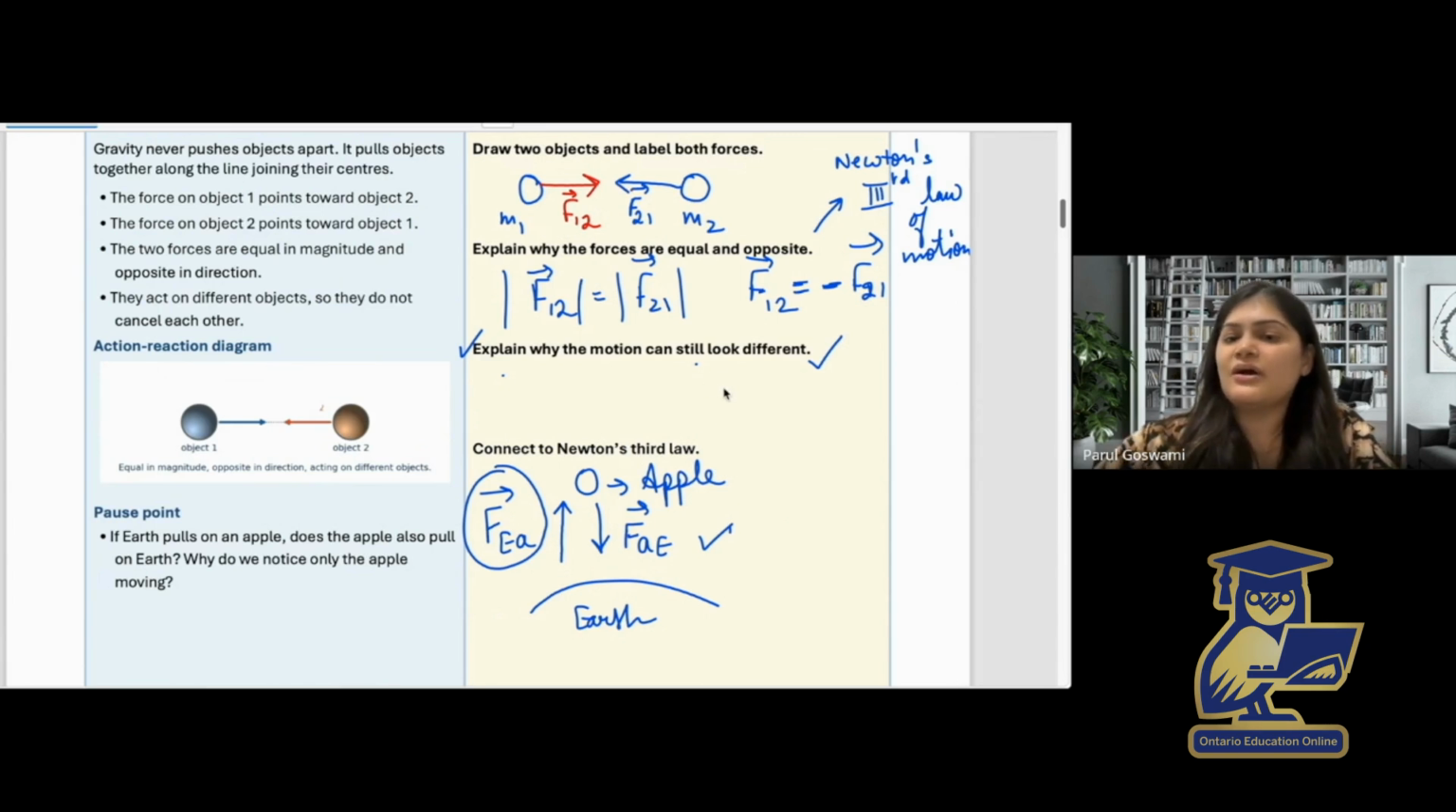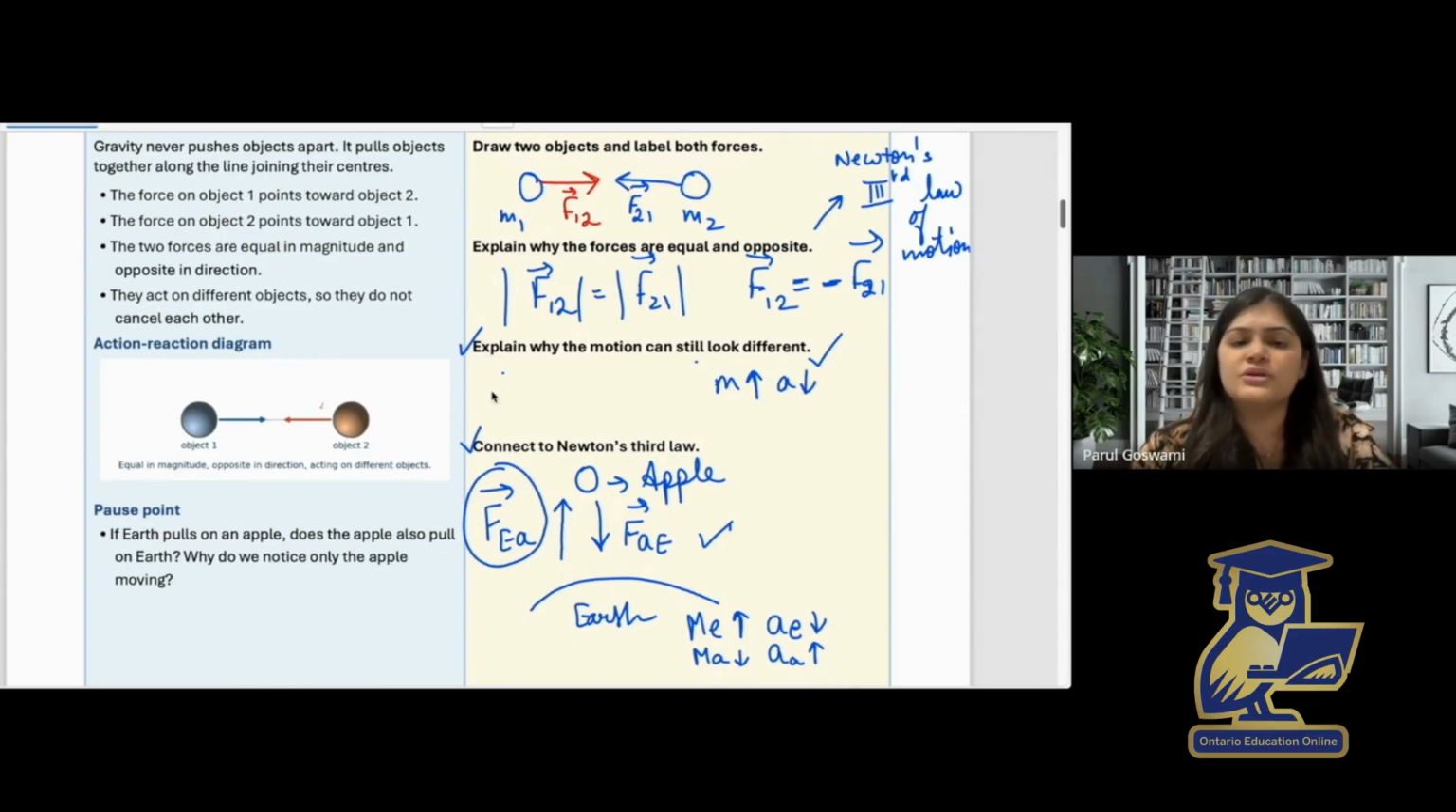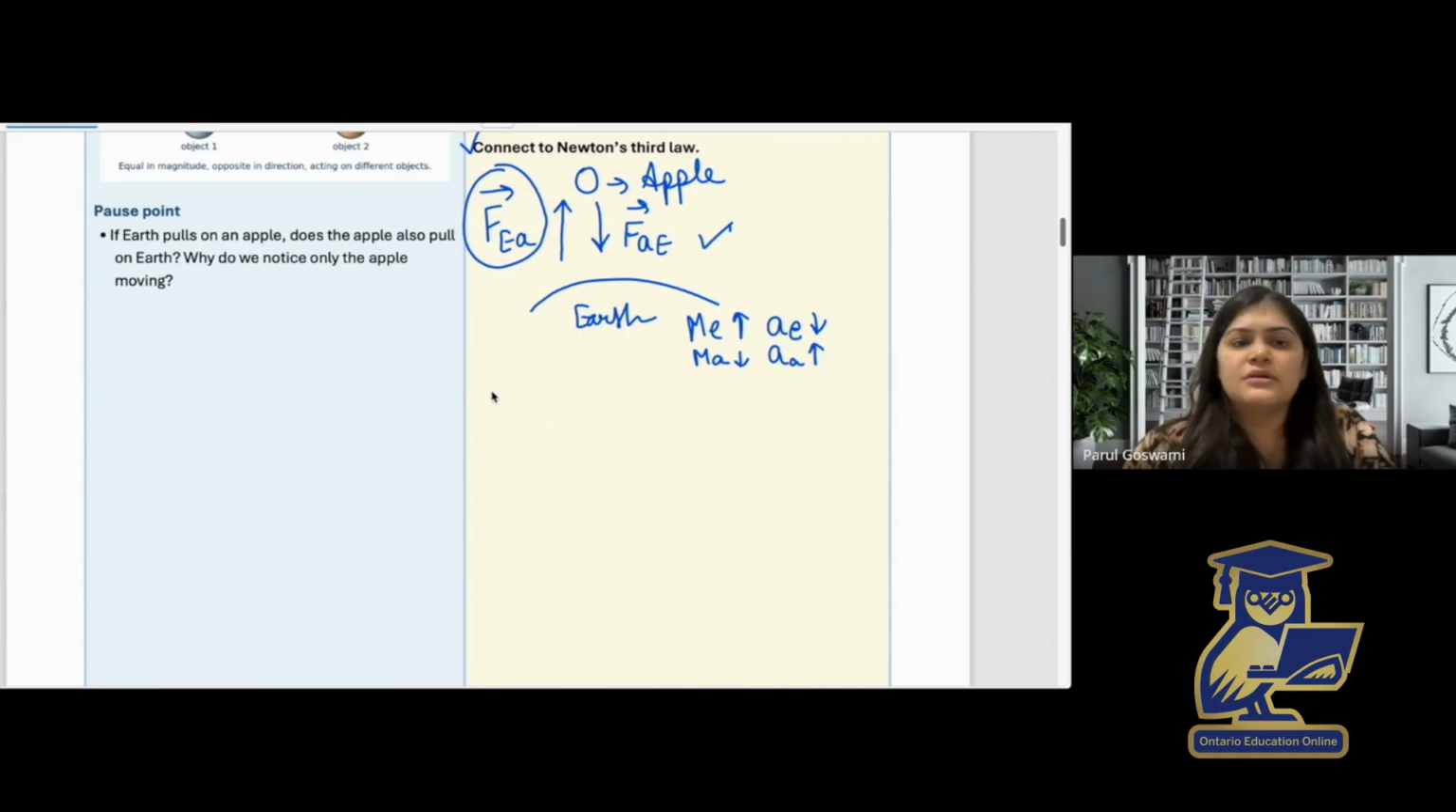Motion depends on the masses also, because motion means acceleration. If we have more mass, then we have less acceleration. As you know, the mass of Earth is large, so the acceleration of Earth would be less. The mass of the apple is small, so the acceleration of the apple would be more. That's why we see the apple falling towards the Earth, not the other way around. And we have already seen the connection of the universal gravitational law to Newton's third law of motion. So again, this is clear.